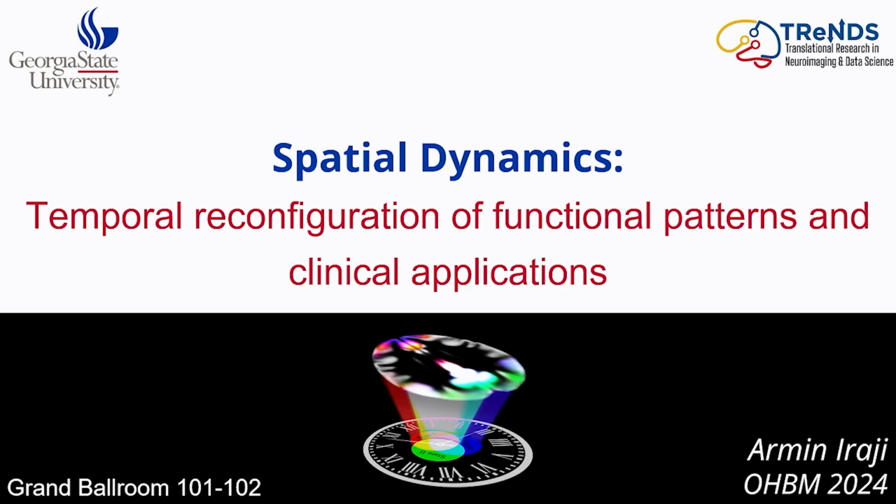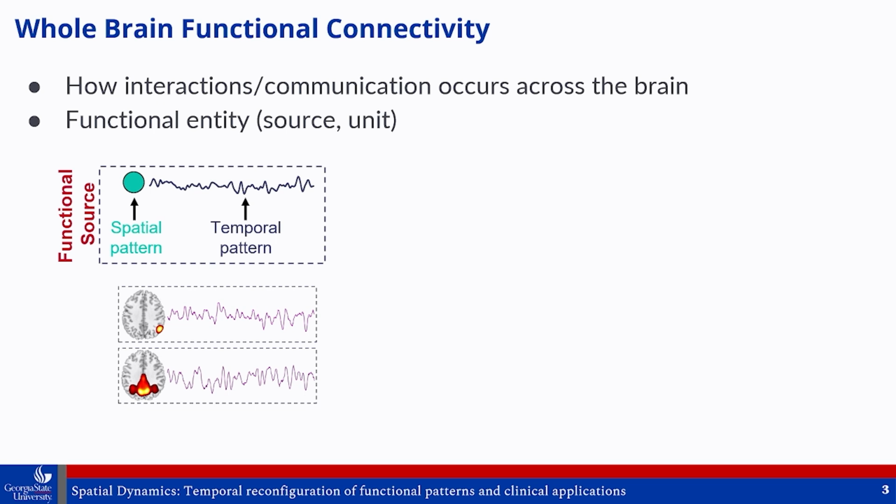Hello, everyone. Today I'm going to talk about spatial dynamics and some of its applications. I will start by reviewing some of the basic concepts that I believe allow us to better understand and appreciate spatial dynamics. I have nothing to disclose. In general, the goal of functional connectivity study is to understand and evaluate the interaction across the brain. Essentially, the brain consists of a set of functional units or functional sources, and we want to estimate the interaction among them.